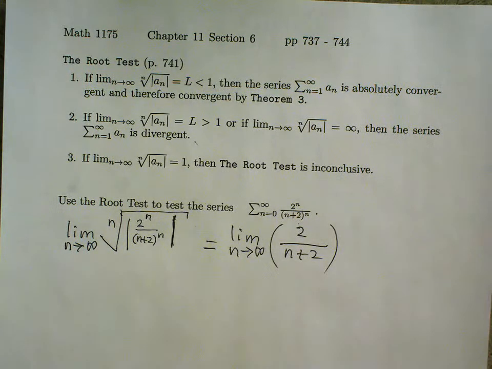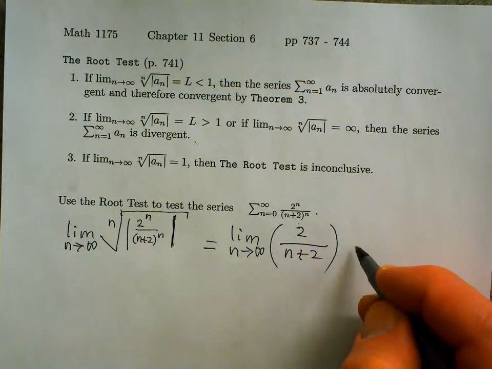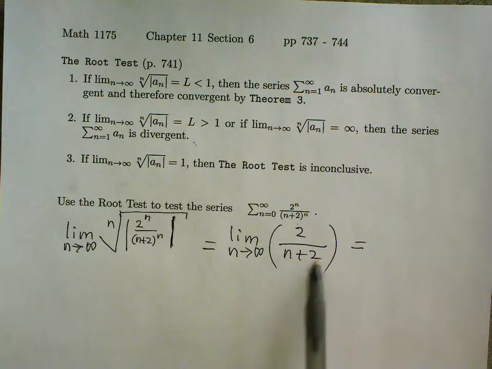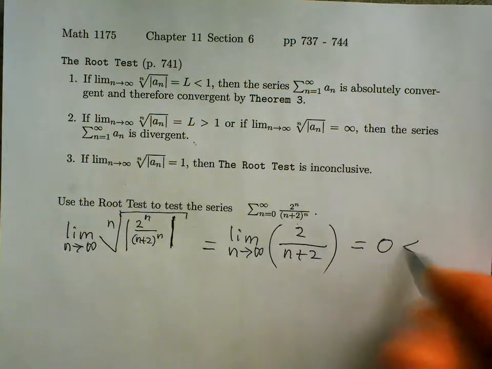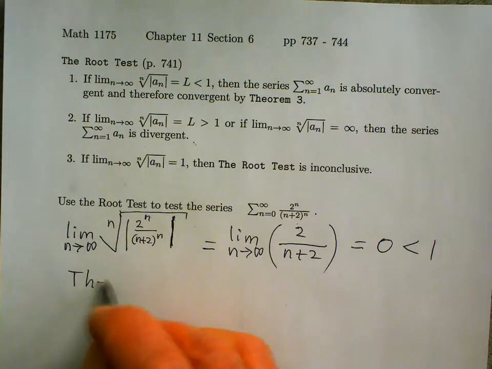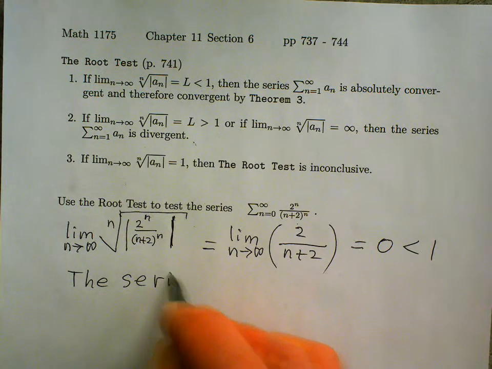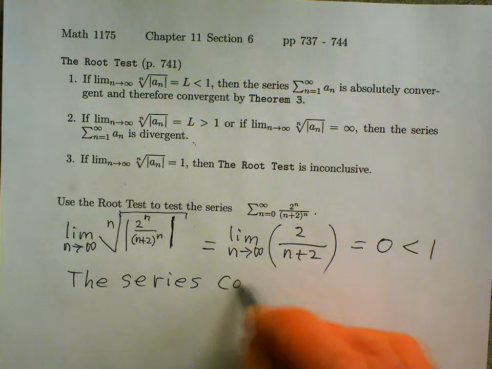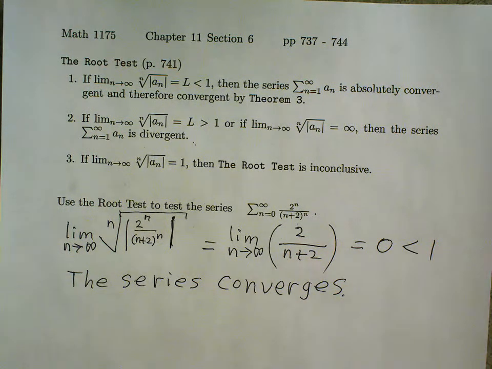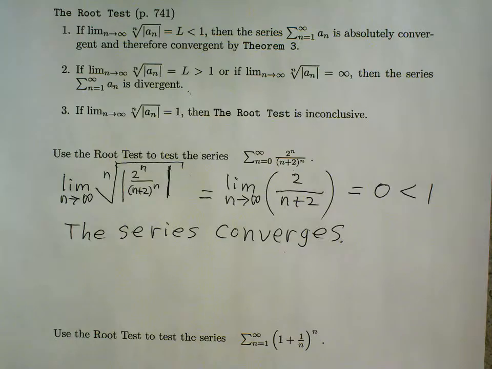Okay, and we know what this limit is equal to. The numerator is always 2, but the denominator goes to infinity, so the rational expression goes to 0. So the limit is 0, and 0 is less than 1. So that means the series converges. Well, we have a few seconds left.